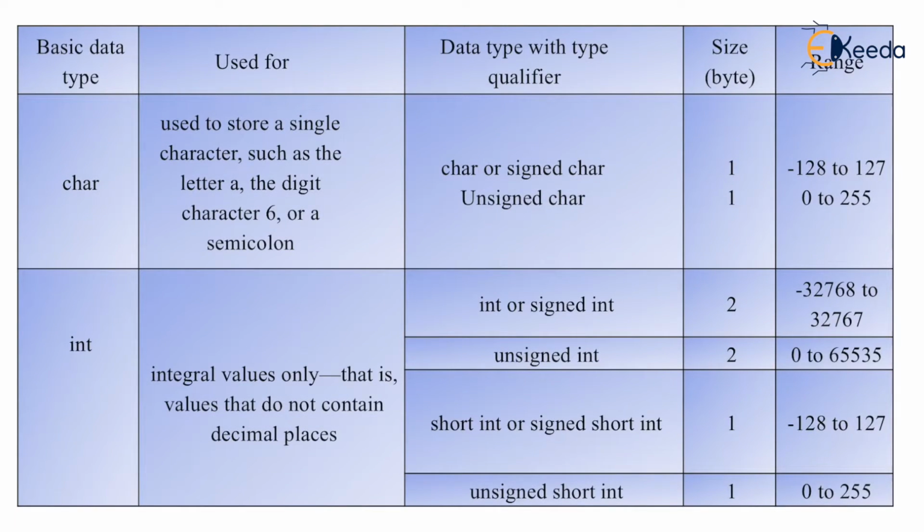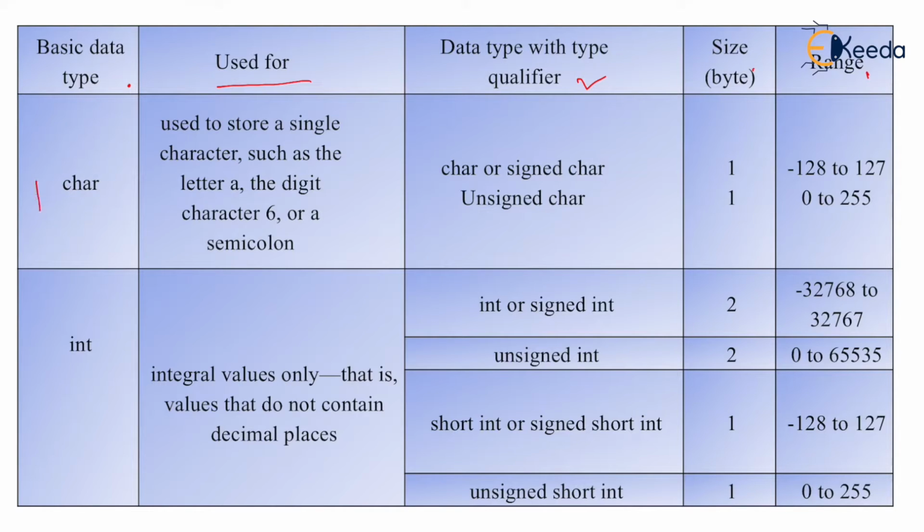Next, see this table. In this table, you will get all the idea, like basic data types, what is the use of each, what are the specific qualifiers for each and every data type, the size in bytes and the range for the particular data type.